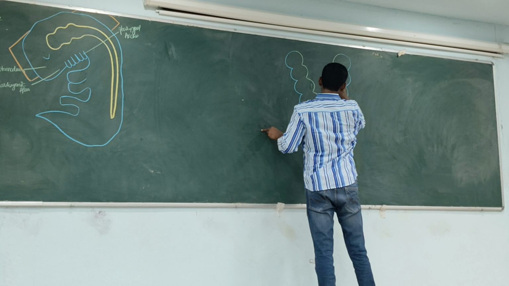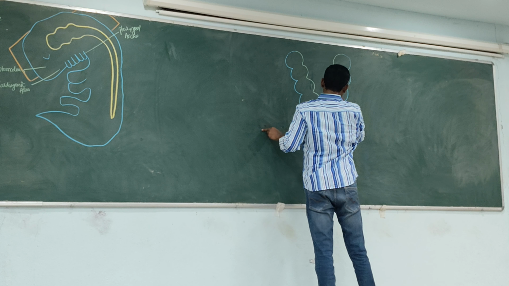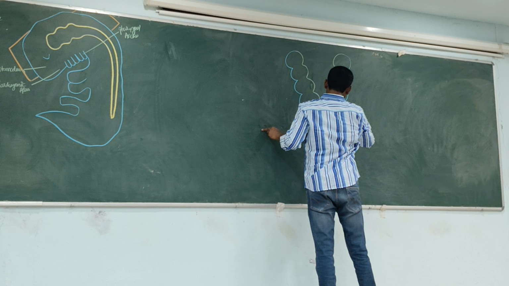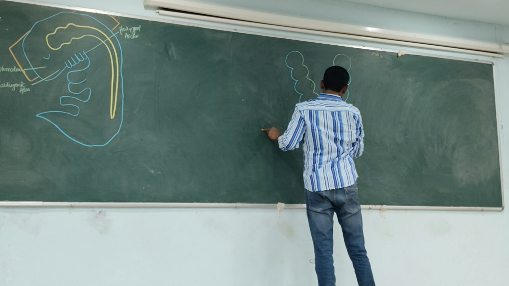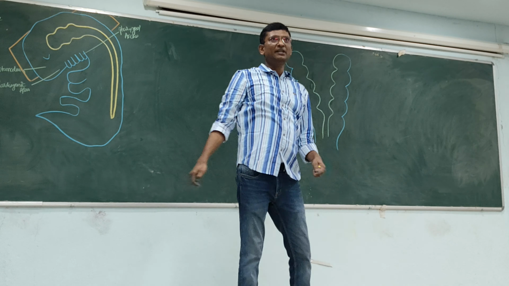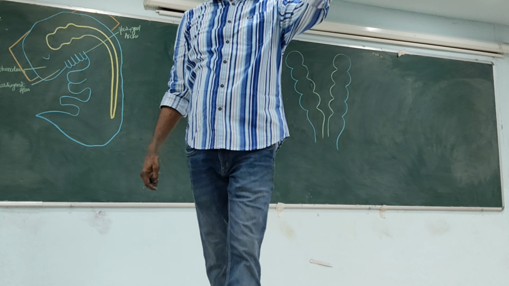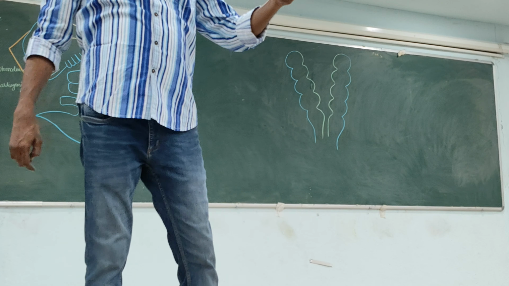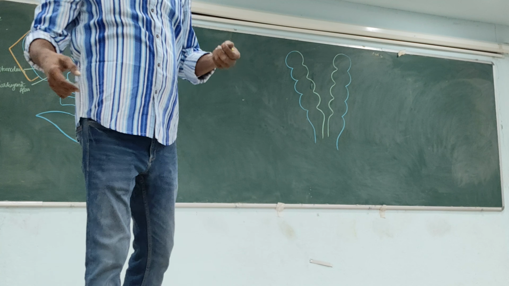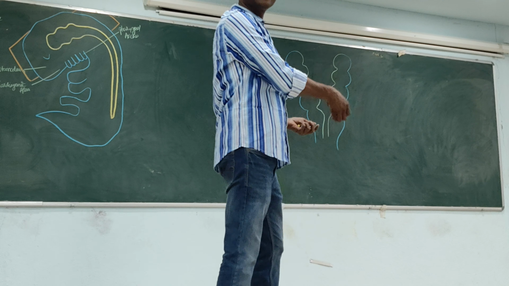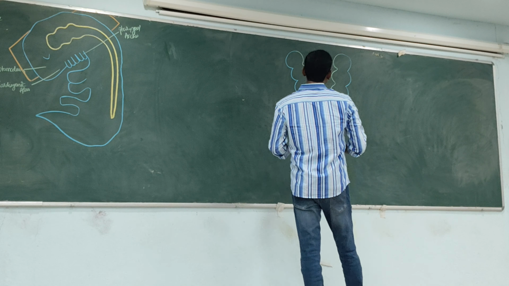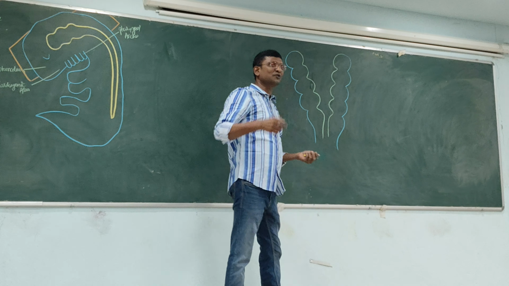Anybody made this difference? What is the difference between the lateral side and the medial side? Can anybody say? That is blue in color, this is green in color, right? This is blue in color, that is green in color, right? I think they are not corrected.